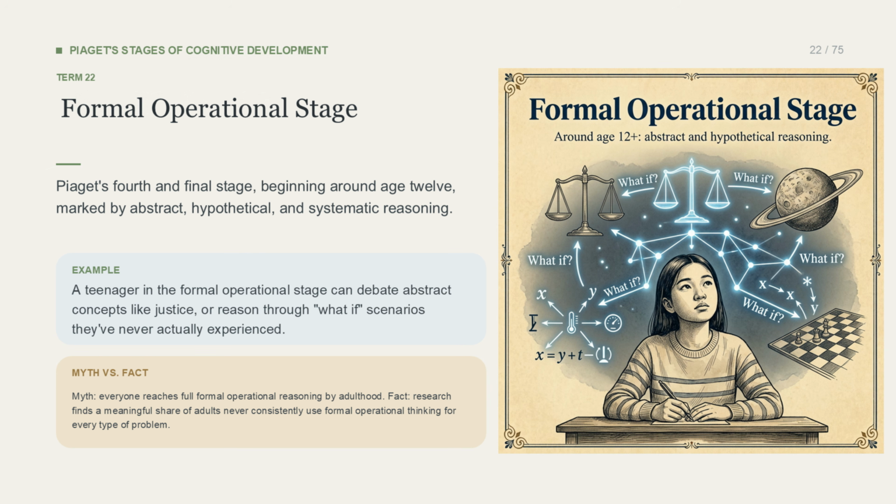22. Formal operational stage. The formal operational stage is Piaget's fourth and final stage, beginning around age 12, and it's marked by abstract, hypothetical, and systematic reasoning. A simple example is this. A teenager in the formal operational stage can debate abstract concepts like justice or reason through what-if scenarios they've never actually experienced.